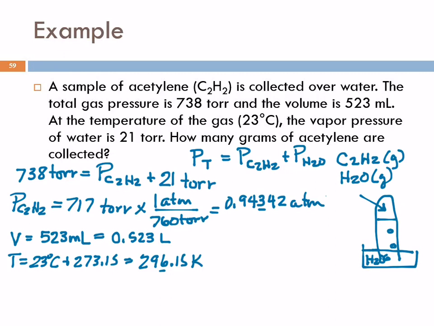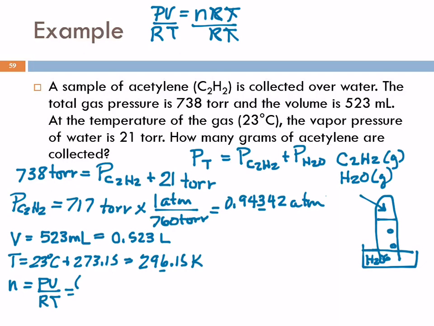I'm just going to do my rearranging up here. PV equals NRT. I want N by itself, so I'm going to divide by RT on both sides. So those guys cancel out, and I get the number of moles is equal to PV over RT. So N equals PV over RT.